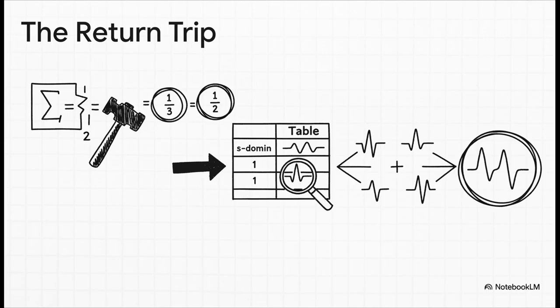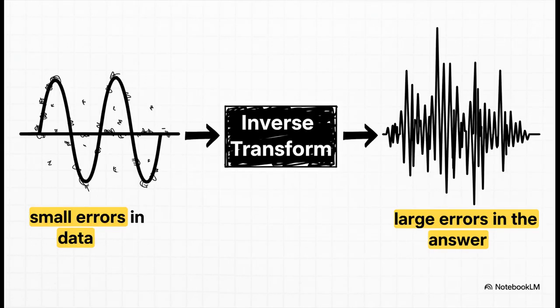We use a neat algebraic trick called partial fraction expansion. It lets us bust up our complicated answer into a bunch of smaller, simpler pieces. And for each of those simple pieces, we can just look up its time domain equivalent in a table, and then we just add them all back together. Again, no complex calculus.